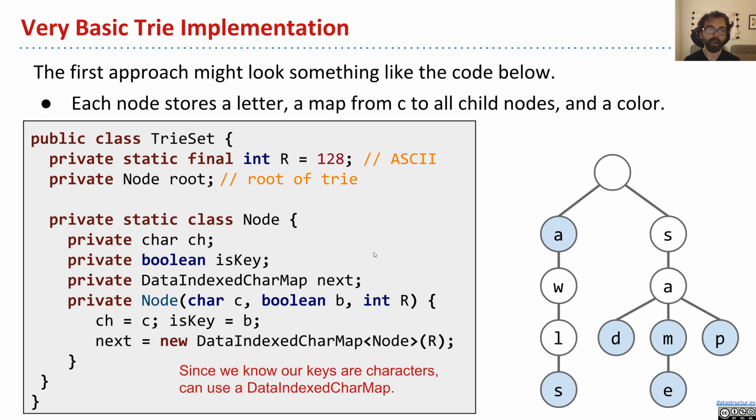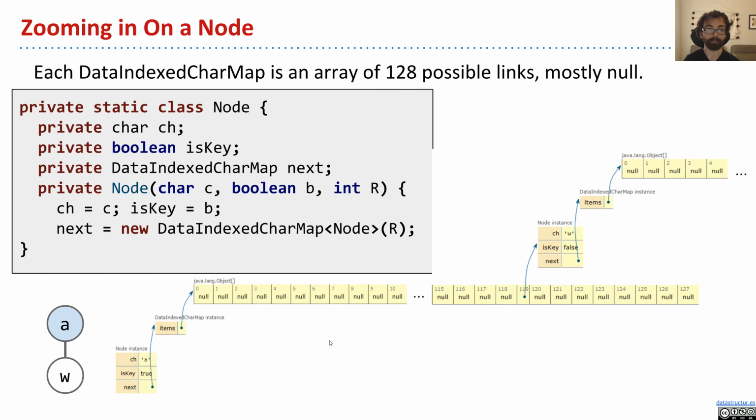Now before I do that, one thing I want to note is that I've set up here a variable called R that represents how many possible children I have. In this case, 128, and that's because I want to support ASCII. But you could change this if you wanted to support other characters. So now back to the data indexed character map.